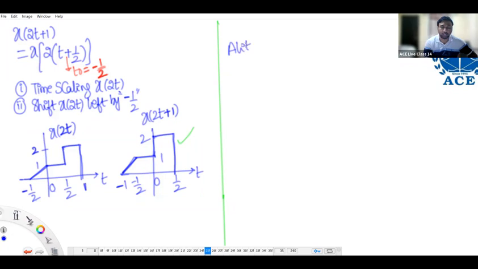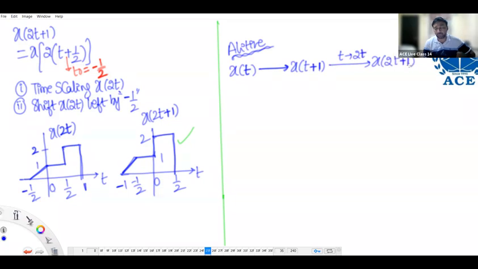What is the alternative way of getting the results, sir? Take x of t. First, it must be shifted. Later on, t is replaced as 2t. Take x of t. First, it is left shifted. Later on, replaced as 2t.